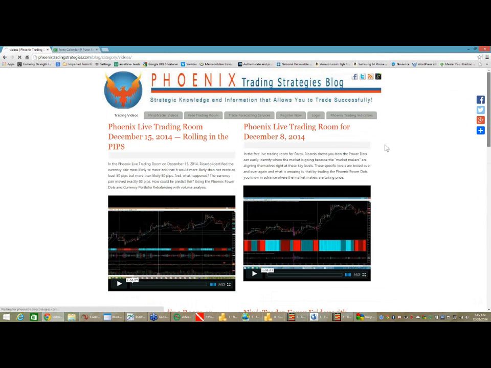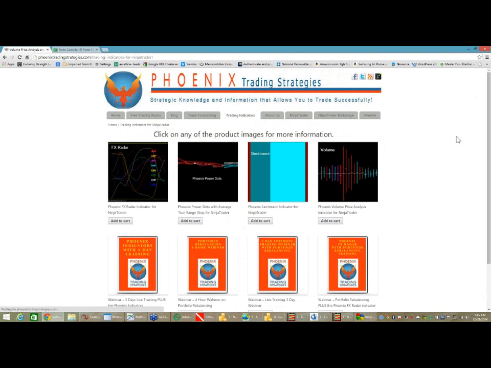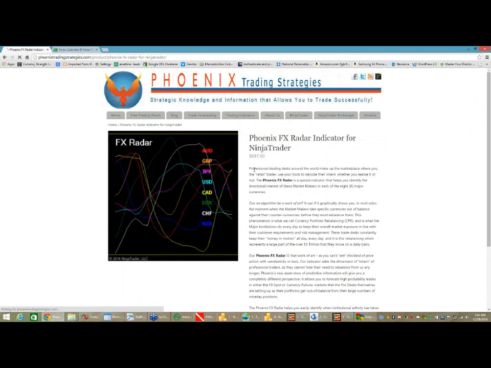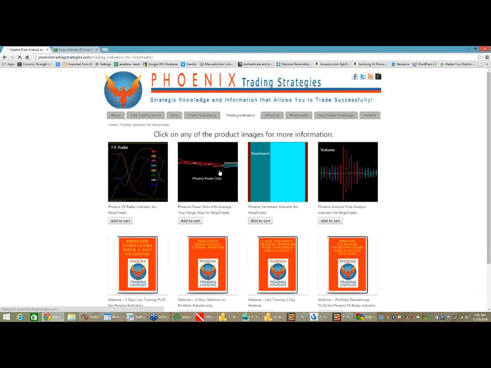Now, if you're interested in the technology, in the indicators, when you click on each indicator, it will basically describe how the indicator works. Of course, it will never describe how I help you to use it, but it does the trick. You can read the story behind it, the power dots, the sentiment, the volume indicator.